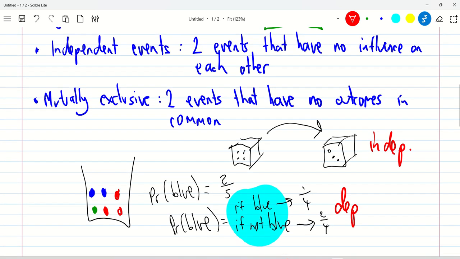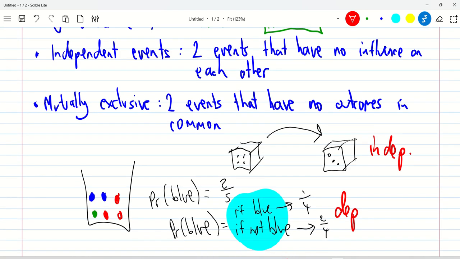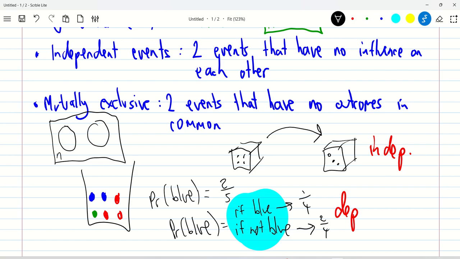The last concept I want to cover in this video is mutually exclusive, which you really need to understand the difference between that and independent. Mutually exclusive actually means two events that have nothing in common, okay? And if you draw it as a Venn diagram, what does it look like? Whoops, that is not what it looks like as a Venn diagram. What it looks like is this. So you've got event A, event B, and you can see that all the possible outcomes of event A are totally separate from the outcomes of event B. They have nothing in common.